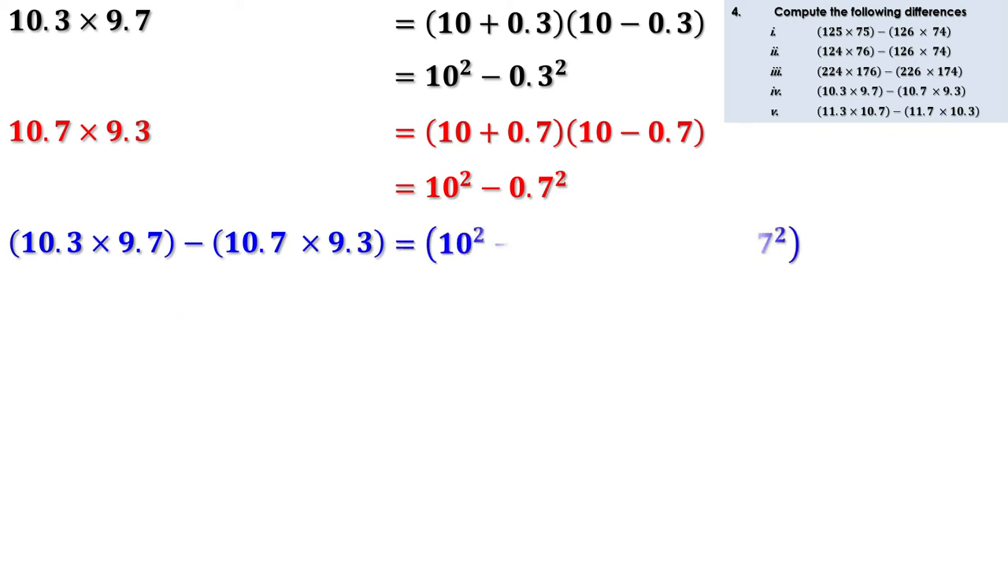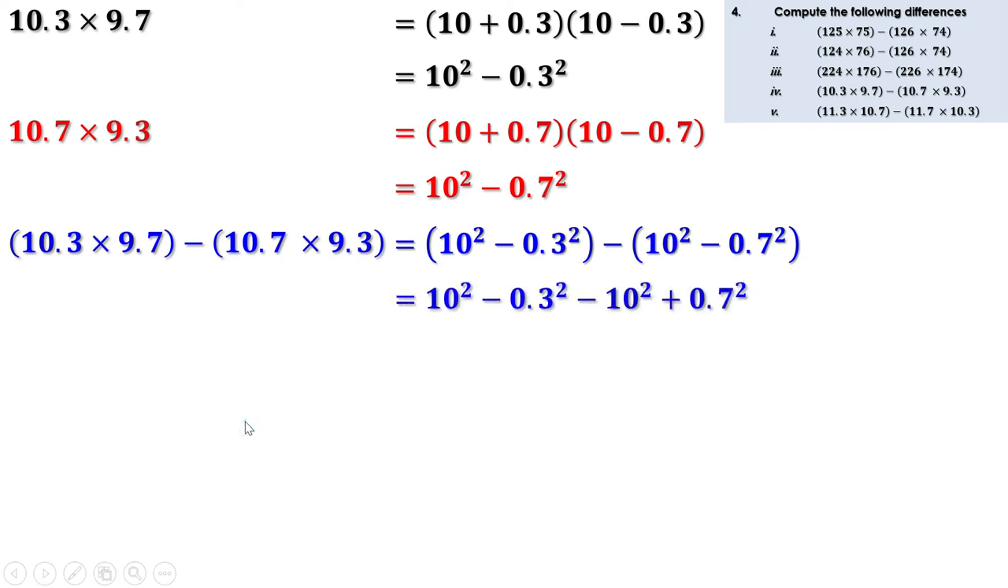Now let us find the difference, that is 10.3 into 9.7 minus 10.7 into 9.3, that's equal to 10 square minus 0.3 square minus 10 square minus 0.7 square. Removing the bracket, we can write 10 square minus 0.3 square minus 10 square plus 0.7 square. 10 square minus 10 square is 0, and this can be written as 0.7 square minus 0.3 square.